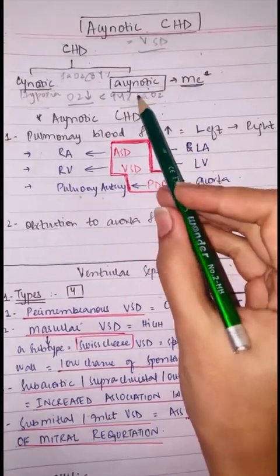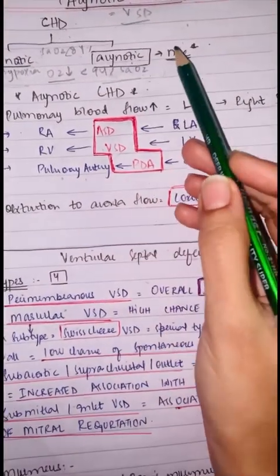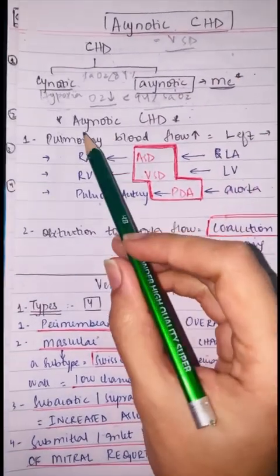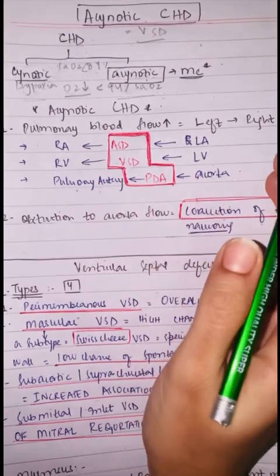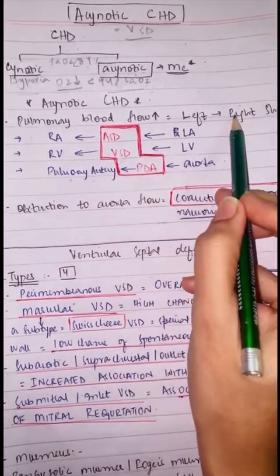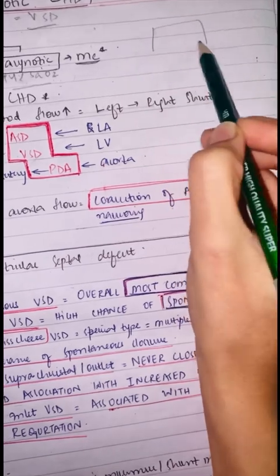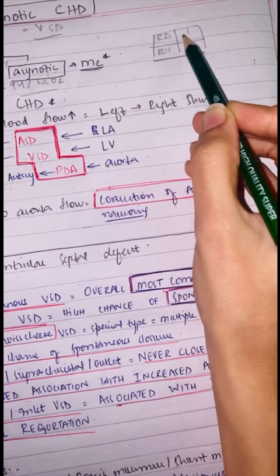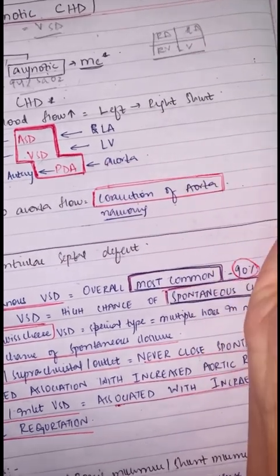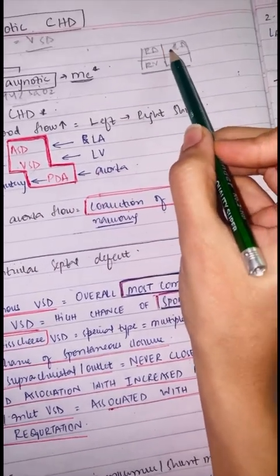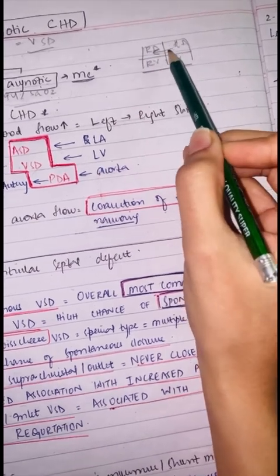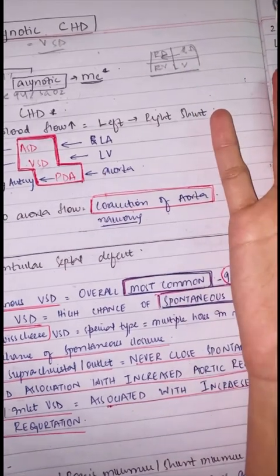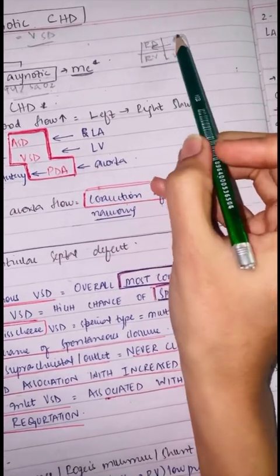First point: how to remember which are acyanotic and which are not. Acyanotic heart diseases come in two conditions. The first is the condition in which pulmonary blood flow increases. Half of the complications will be remembered from this statement. This is the heart: right atrium, right ventricle, left atrium and left ventricle. Simple thing: after birth, the pressures on the left side are higher and on the right side lower, so of course blood will go from high pressure to low pressure.